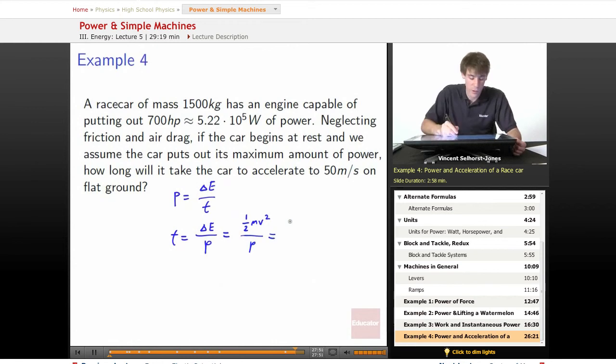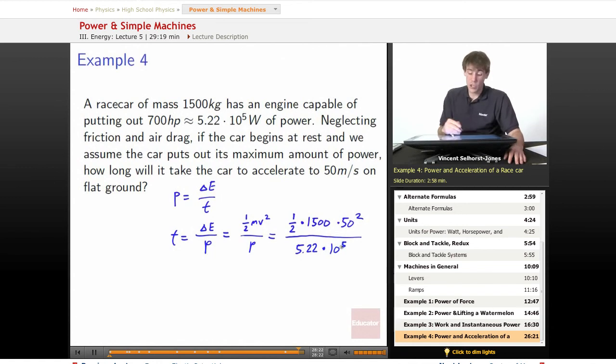Now we start plugging in numbers. We've got 1/2 times 1,500 kilogram car, right? 1/2 times 1,500 times 50 squared over, what's the power? 5.22 times 10 to the 5th watts.